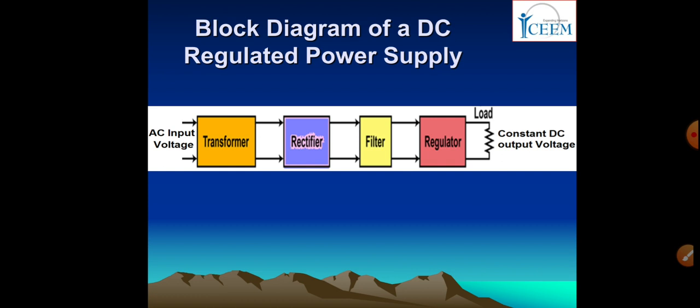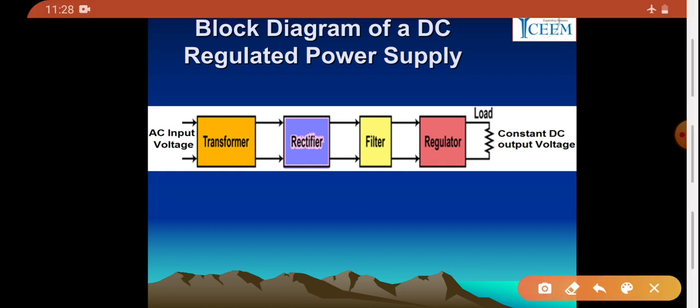As you can see, there are four blocks: transformer, rectifier, filter and regulator. These are the four blocks. Transformer, its application is to convert higher AC to lower or again higher AC, depending on the type. There are two types of transformer: step down transformer and step up transformer. Okay, so the output of a transformer is always AC. It may be lower than the input when it is a step down transformer, or the output may be greater than the input when it is a step up transformer.